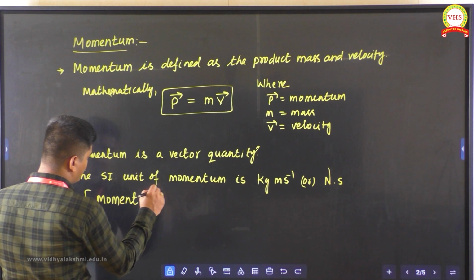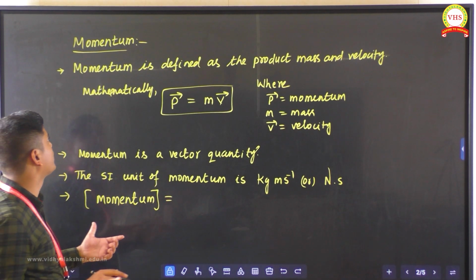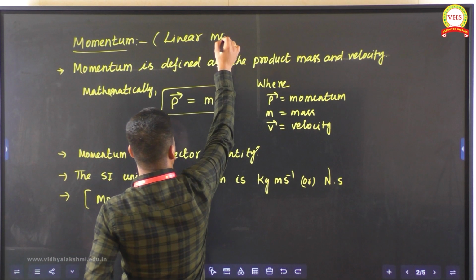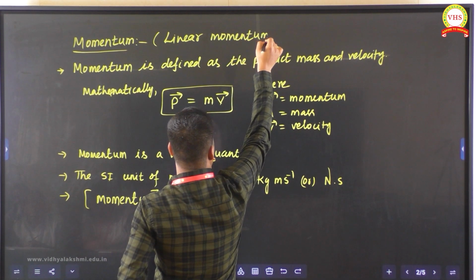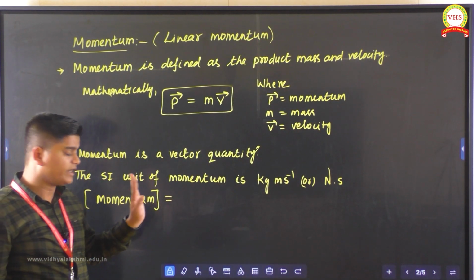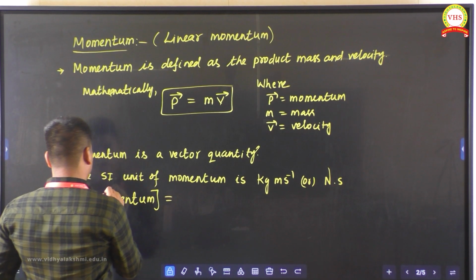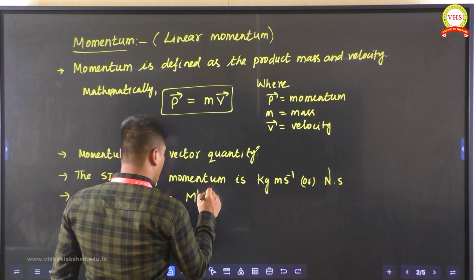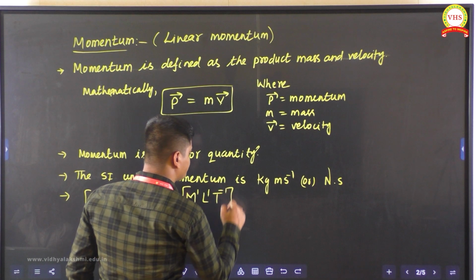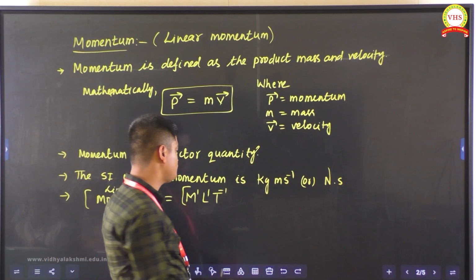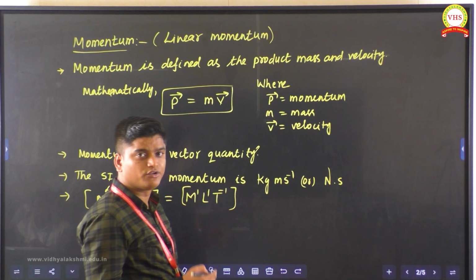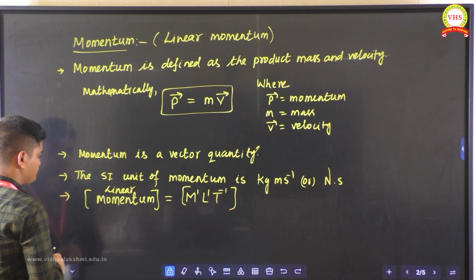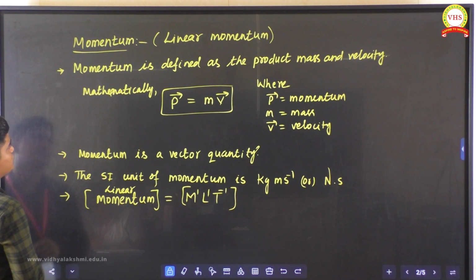And momentum, when you understand, is basically linear momentum. I am talking mostly about linear momentum, because we have one more term, angular momentum, but here we are talking only about linear momentum. The dimension of linear momentum is m to the power 1, l to the power 1, t to the power minus 1. Remember. So this is all our idea about momentum.